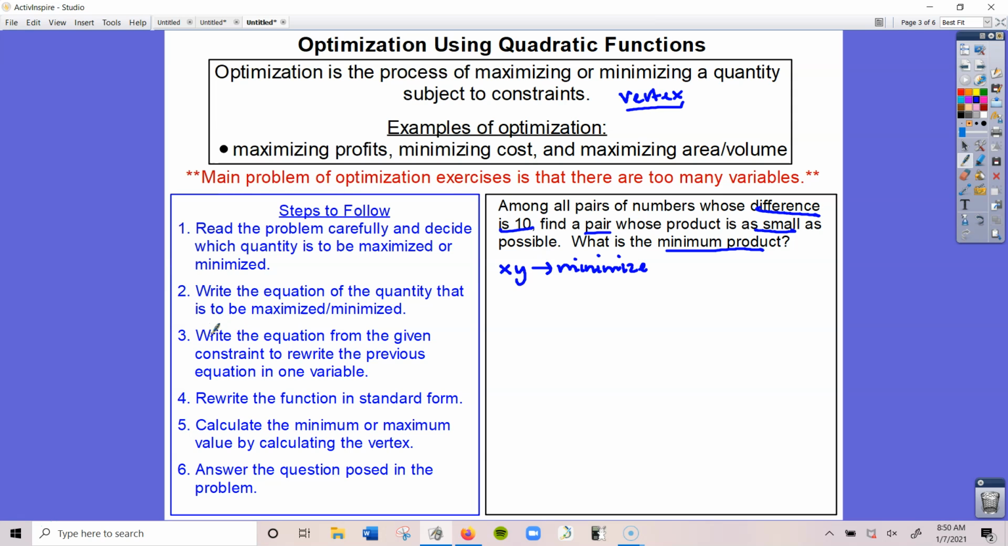For step 3, we're going to write the equation from the given constraint to rewrite the previous equation in one variable. A constraint is basically some other piece of information that limits your two numbers. So when we look at this word problem, we are told that those two numbers have a difference of 10. Difference is when you subtract. So that means that x minus y will equal 10. This is my constraint.